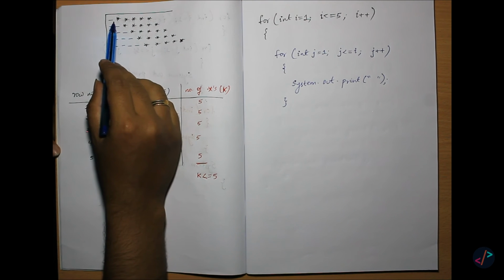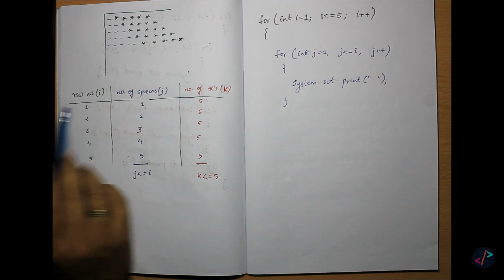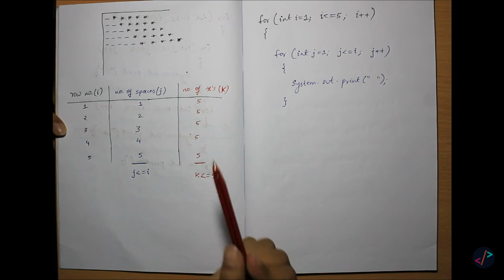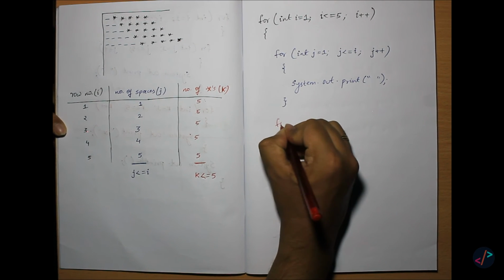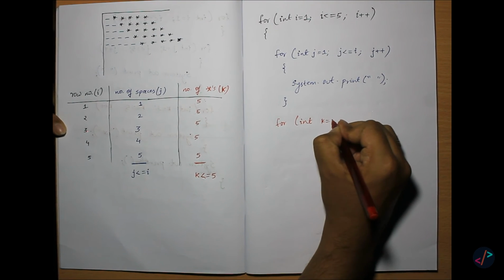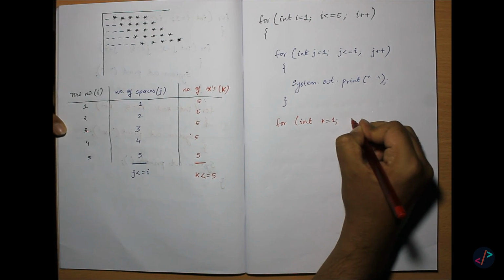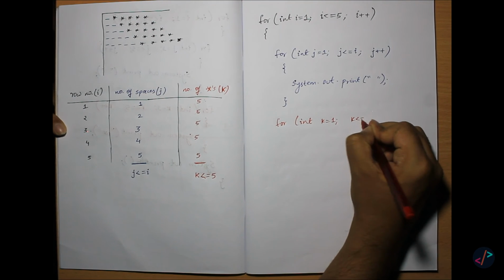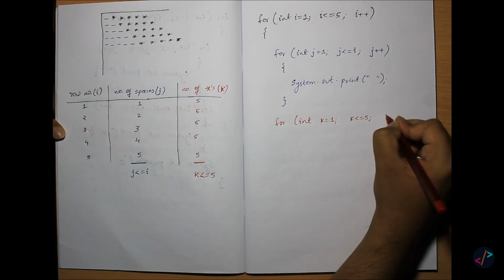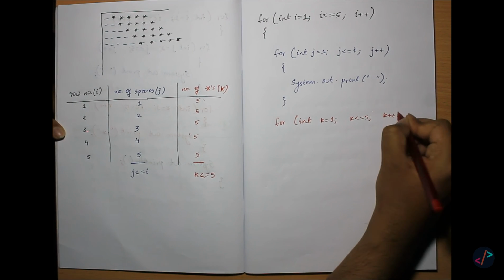After I print a space, I now have to print 5 stars. 5 stars are taken care of by whom? It's taken care of by K. So one more for loop I will now write. I'll write for int K is equals to 1. K less than or equals to what? K should go up to 5. So I will write K less than or equals to 5, and every time increment K by 1.